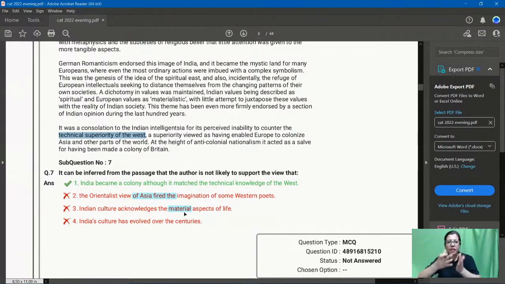And this dichotomy was included in the Indian studies. So Indian culture में acknowledge किया जाता था कि materialistic होता है, material aspects होता है, but we Indians are not going to follow that. So that is why option 3 is definitely true. I mean, the author will support it, and option 1 is the answer. Okay, so this one done.